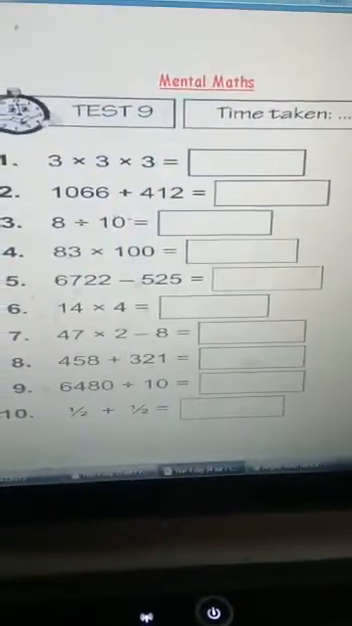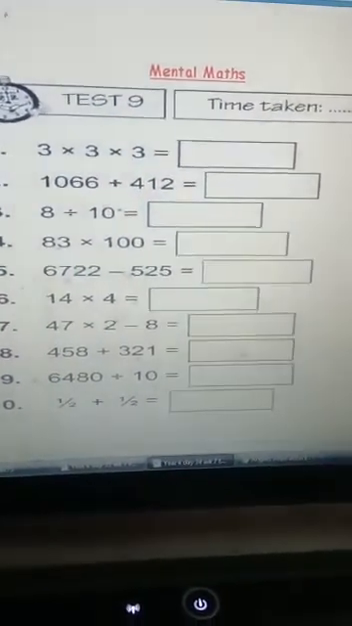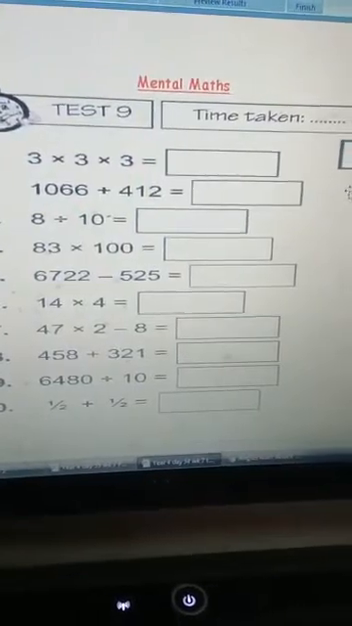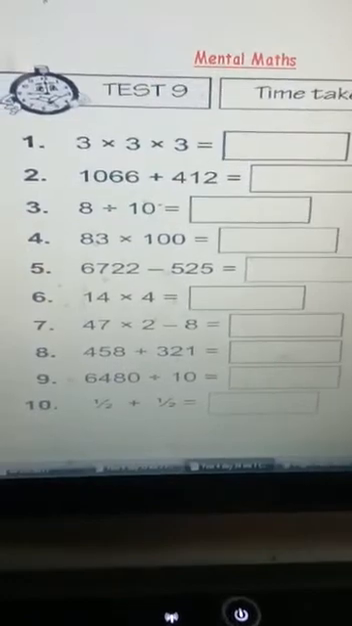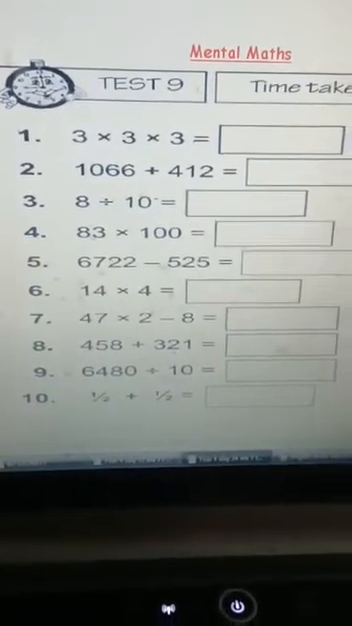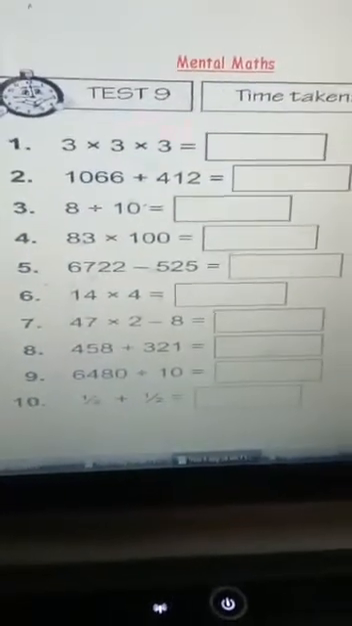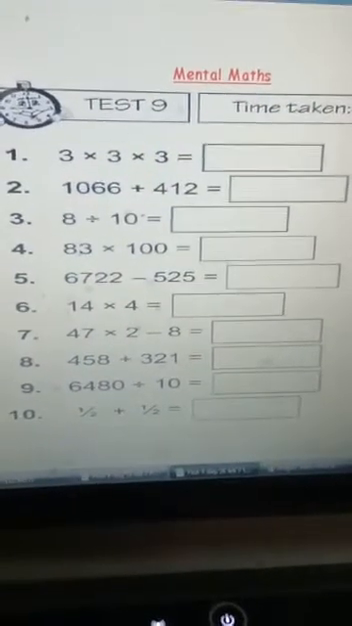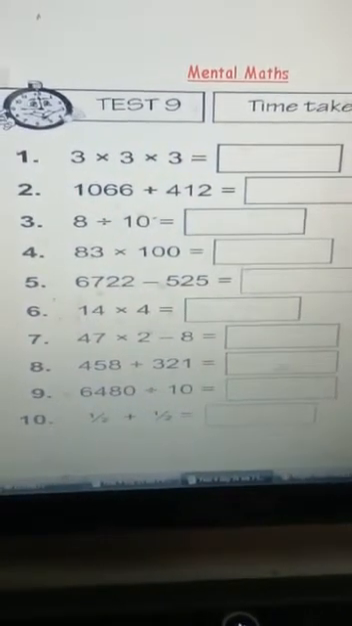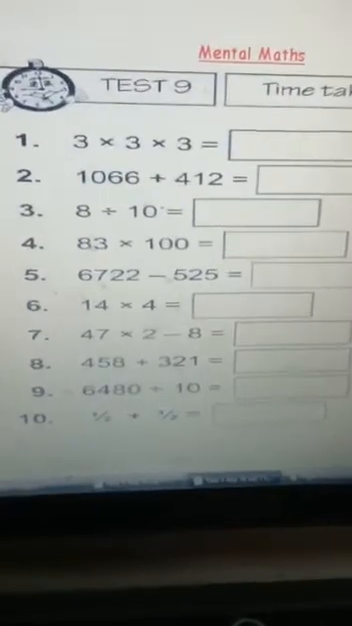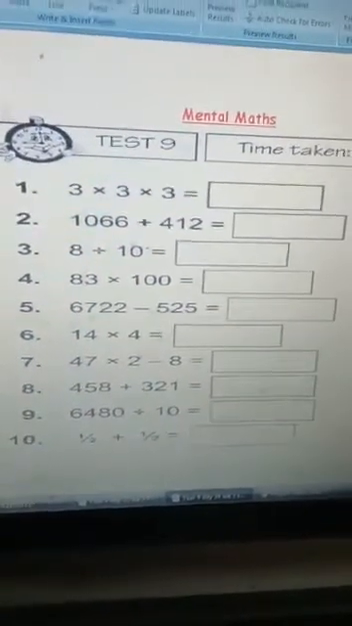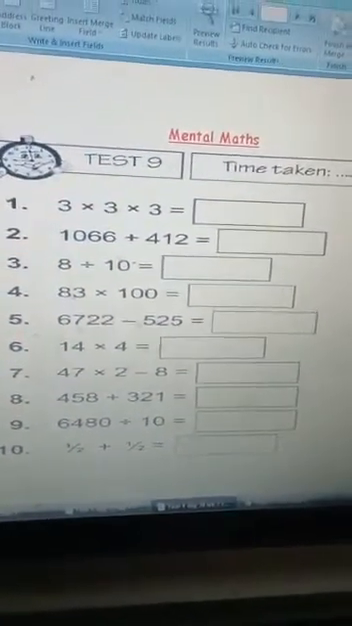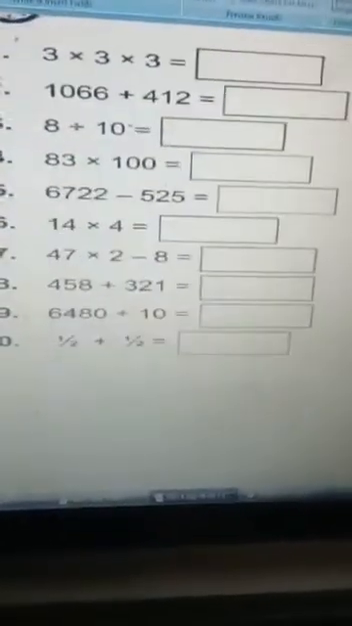Starting off with some mental work. This is your test yourself. 10 questions. They're a mixed bag here. If you can look at the operation signs, multiplication or addition, subtraction, so be careful with that. See if you can get 10 out of 10 and see how well you can do with your timing. So you do it under 1 minute or between 1 and 2 minutes.